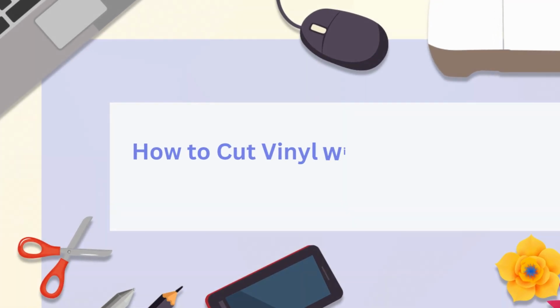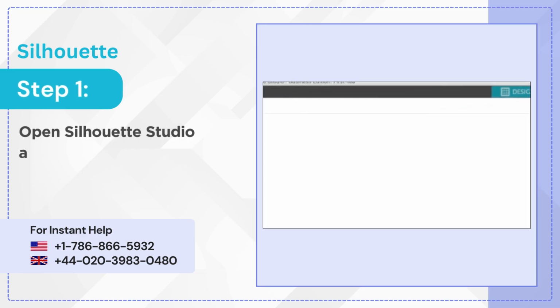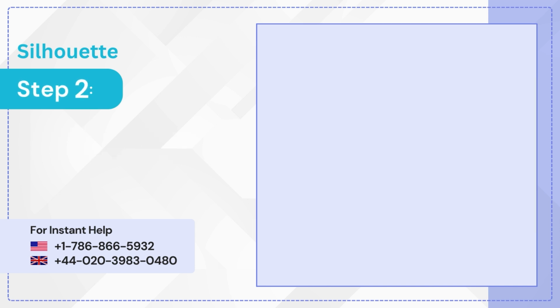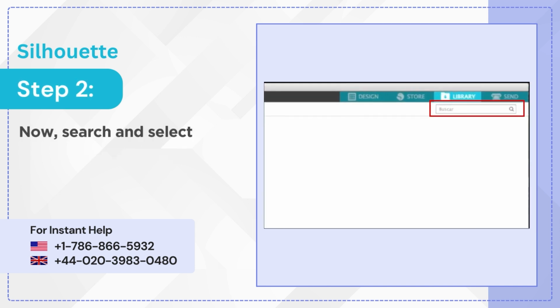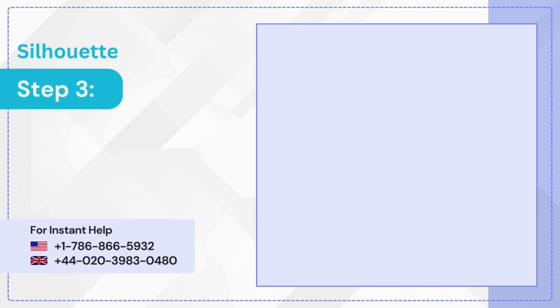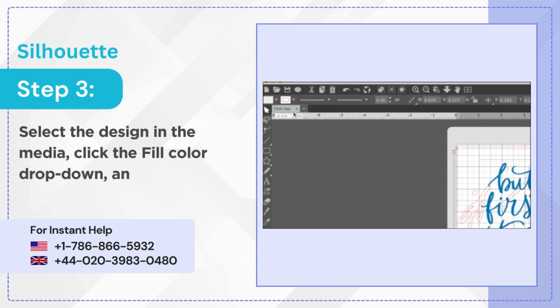How to cut vinyl with Silhouette Cameo 4. Step 1. Open Silhouette Studio and go to the Library tab. Step 2. Now search and select the design you want to use. Step 3. Select the design in the media, click the Fill Color drop-down and select a color.